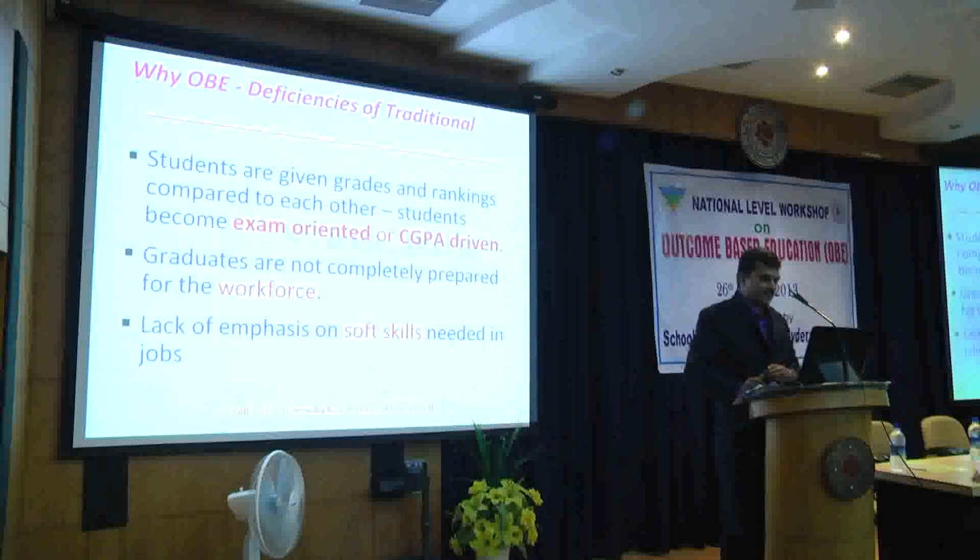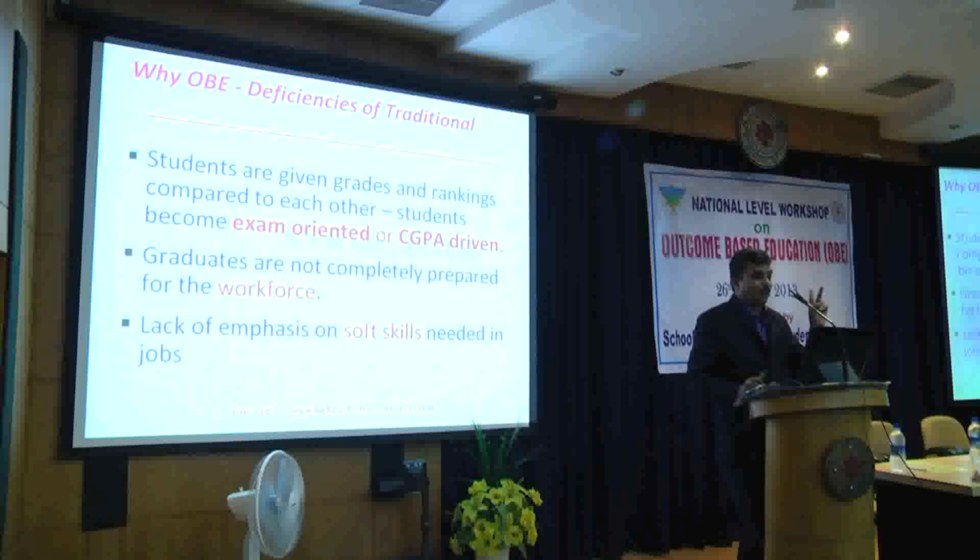Why OBE? Deficiencies of the traditional system. Students are given grades and rankings compared to each other. Students become exam oriented. Now you see that even intermediate corporate colleges are completely exam oriented only. They have been implementing only two levels, in the lower order thinking skills, but not the third one. So that is also one drawback. We have to change the system at the intermediate level also. Then only it could be possible to achieve at the higher level. Otherwise, it could be a difficult process.